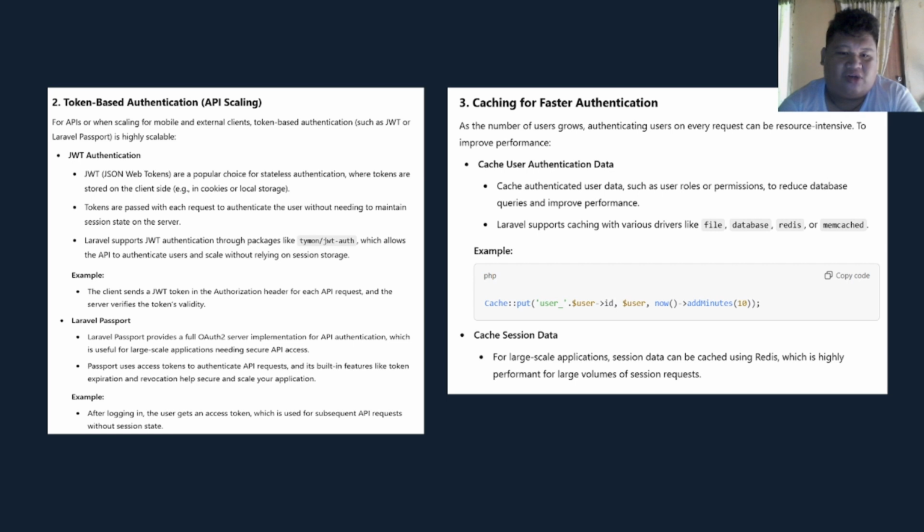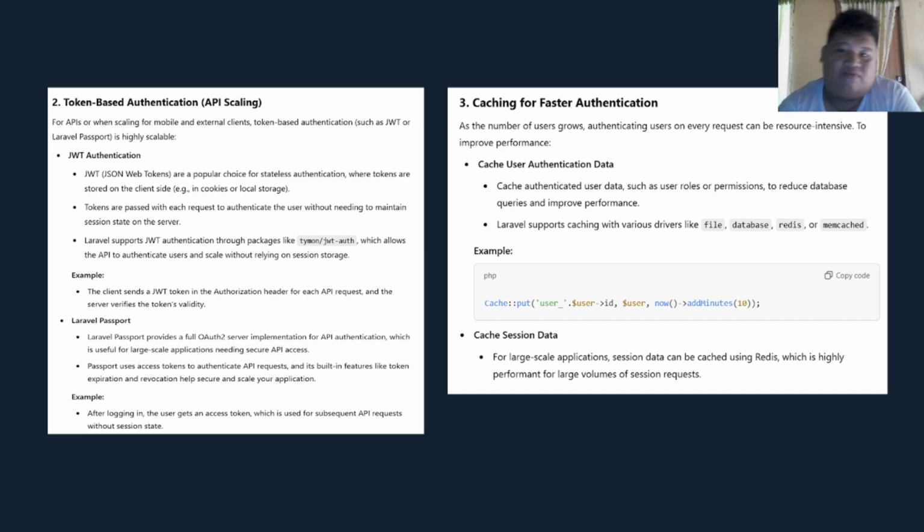Laravel Passport. Laravel Passport provides a full OAuth2 server implementation for API authentication, which is useful for large-scale applications needing secure API access. Passport uses access tokens to authenticate API requests, and its built-in features for token expiration and revocation help secure and scale your application. For example, after logging in, the user gets an access token which is used for subsequent API requests without session state.